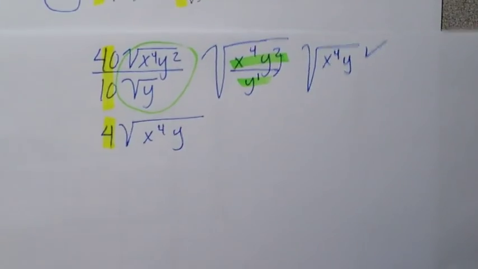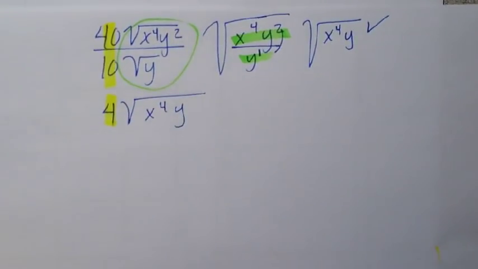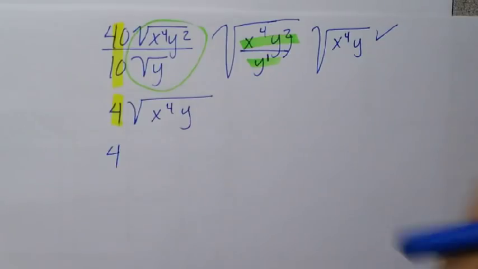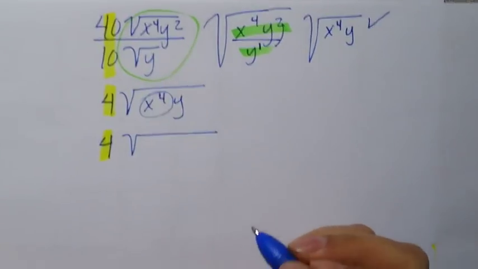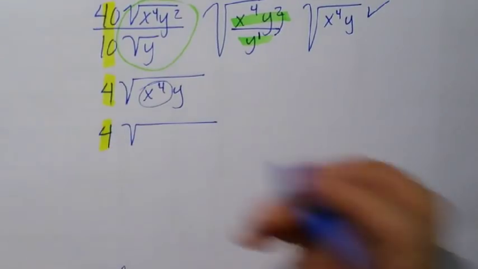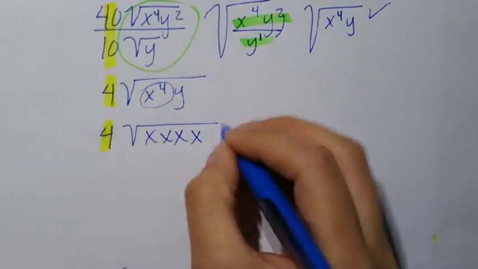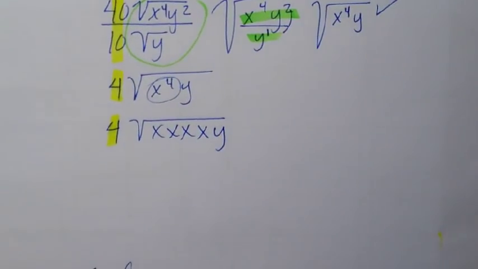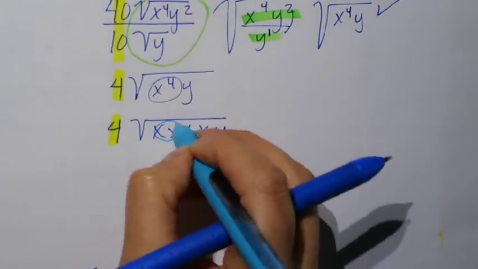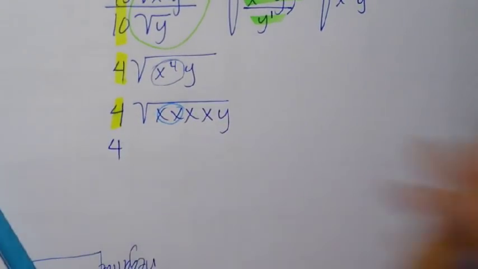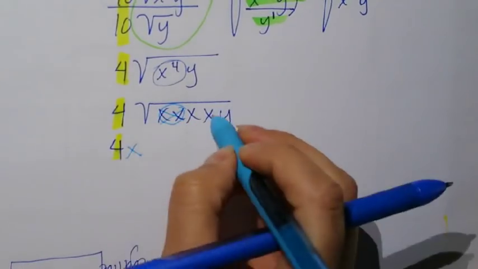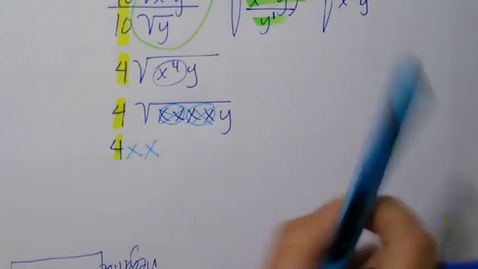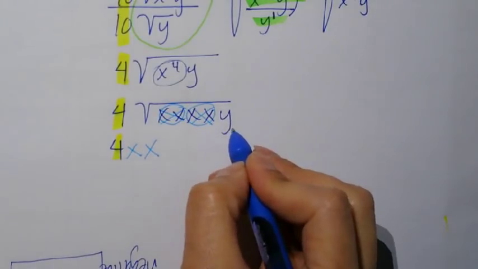Okay? But maybe there's still some perfect squares there that I haven't taken out. So the 4 is still waiting for me. And inside this x to the 4th, because it's a variable, I'll just write out the 4 x's. And then y. And then here I notice that, yes, I have 2 in, so the 4 is still hanging out. 2 in, 1 out. 2 in, 1 out. And then inside the radical, the y is left over.